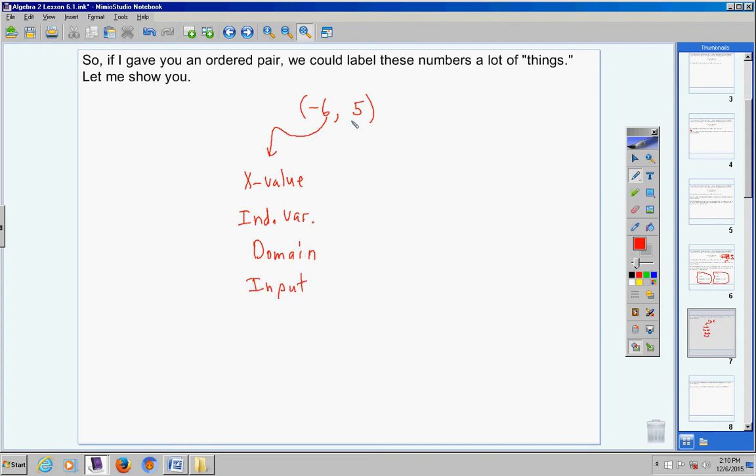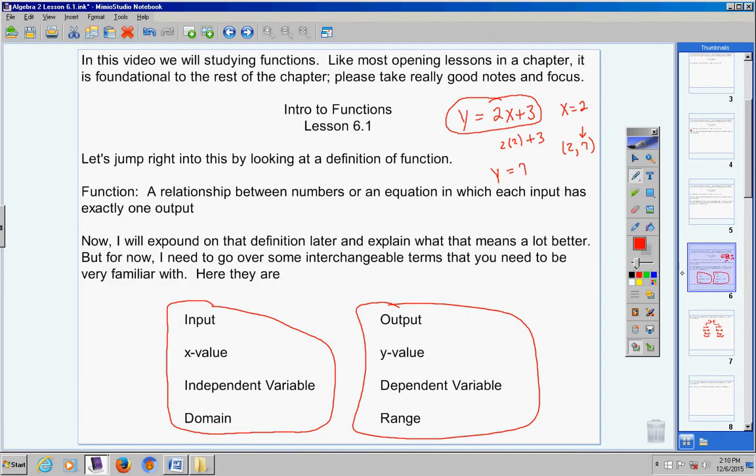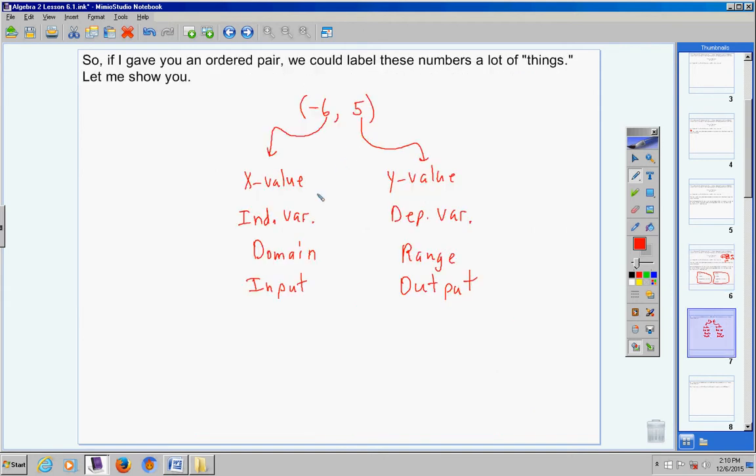Okay. This 5, I could call it my y value. Or I could call it my dependent variable. I could call it my range. Or I could call it my output. Okay, now I know I basically just repeated what I said back here, but I want you to really, really get it. Okay, I'm going to move on. Pause the video if you need to. Back it up and listen to it again, or get caught up on your notes.